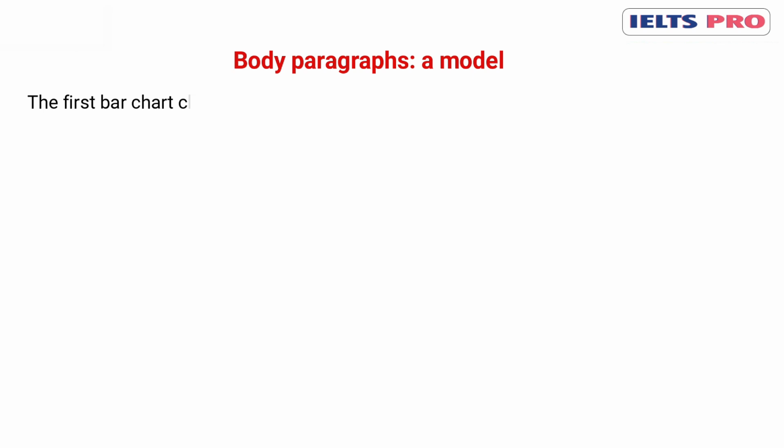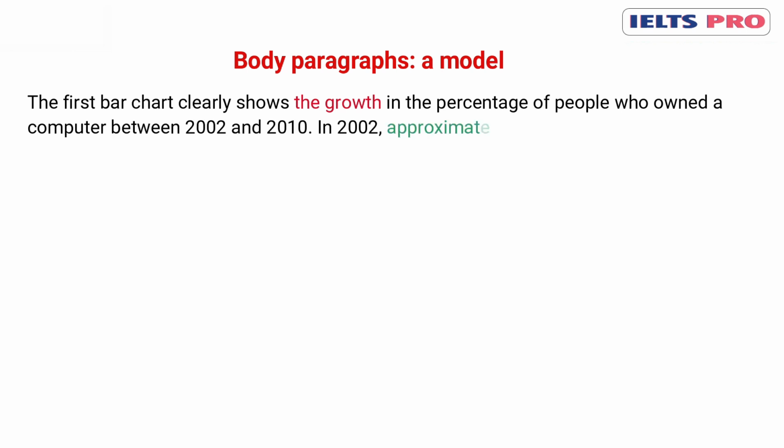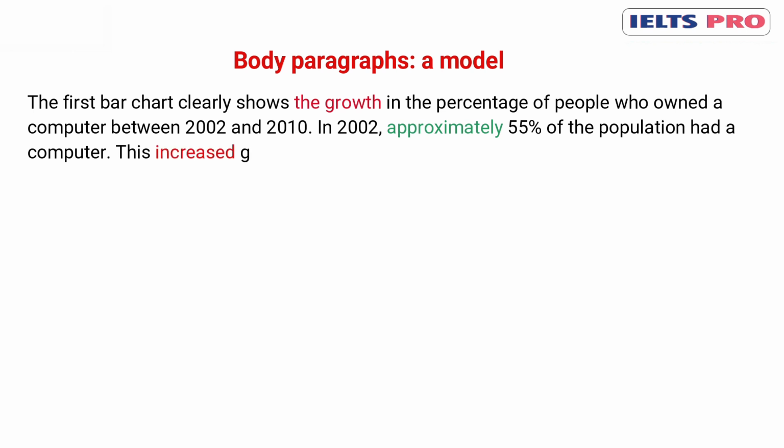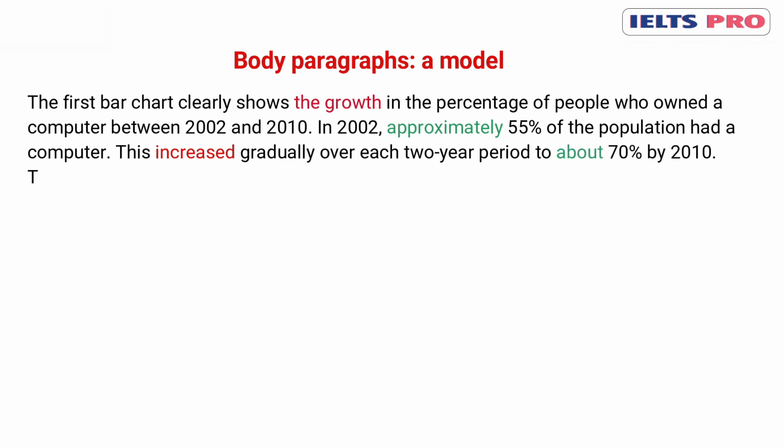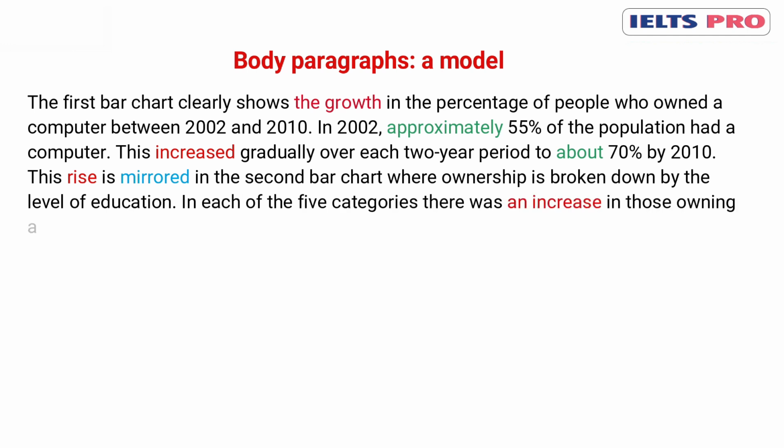Body paragraphs, a model. The first bar chart clearly shows the growth in the percentage of people who owned a computer between 2002 and 2010. In 2002, approximately 55% of the population had a computer. This increased gradually over each 2-year period to about 70% by 2010. This rise is mirrored in the second bar chart, where ownership is broken down by the level of education. In each of the 5 categories there was an increase in those owning a computer.